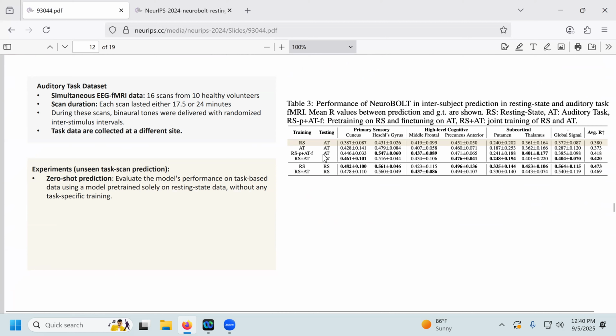But they showed that fine tuning on the task data will sometimes help the model better reconstruct certain regions, which is a little bit of an interesting result. I don't think it's that interesting that different fine tuning strategies work better and worse for generalizing from rest to task. But again, it would be more interesting if this were generalizing to a totally unseen population of EEG data.